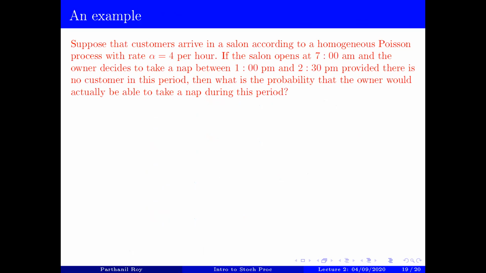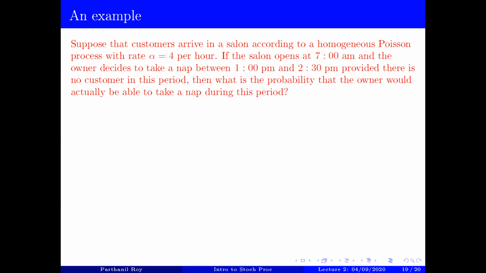Suppose there is a salon and the customers arrive in the salon according to a homogeneous Poisson process with rate alpha equal to 4 per hour. Suppose the salon opens at 7 a.m. and the owner decides to take a nap between 1 p.m. and 2:30 p.m., provided there is no customer in this period.